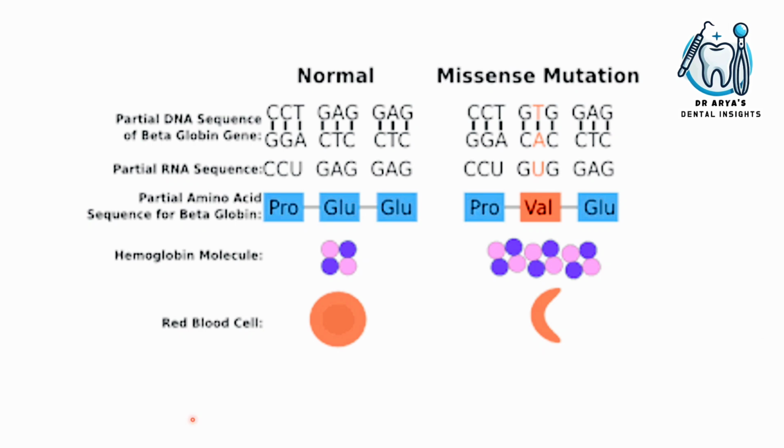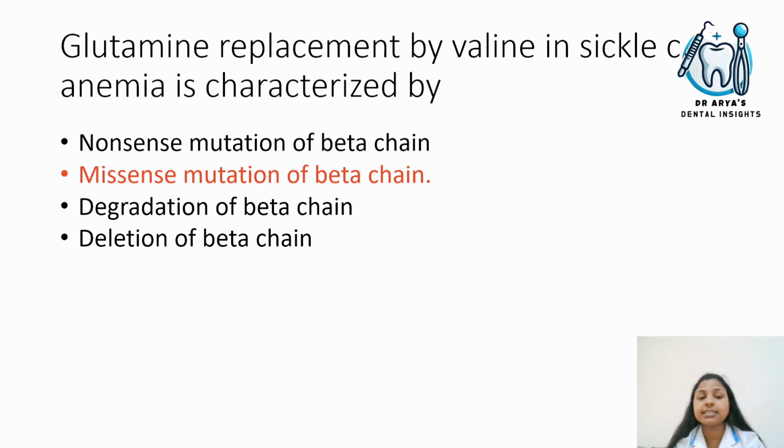So this is the normal pattern. Here this is the partial DNA sequence of beta globin gene, partial RNA sequence. Then this is the partial amino acid sequence for beta globin, and this is the hemoglobin molecule, and this is the RBC. So due to the missense mutation, this valine is replaced with the glutamate, and it causes the sickle cell shape. So this is known as sickle cell anemia. The answer is missense mutation of beta gene.